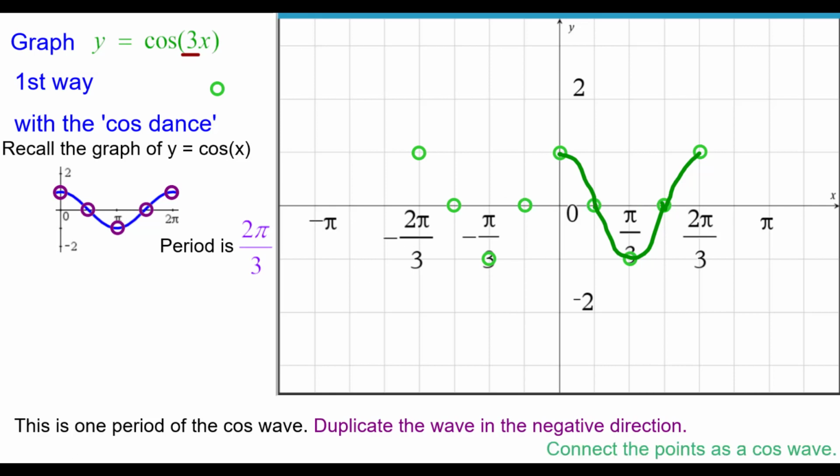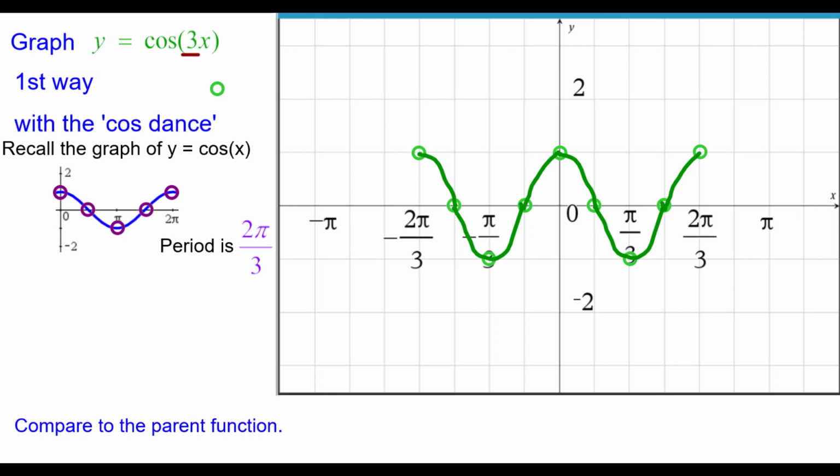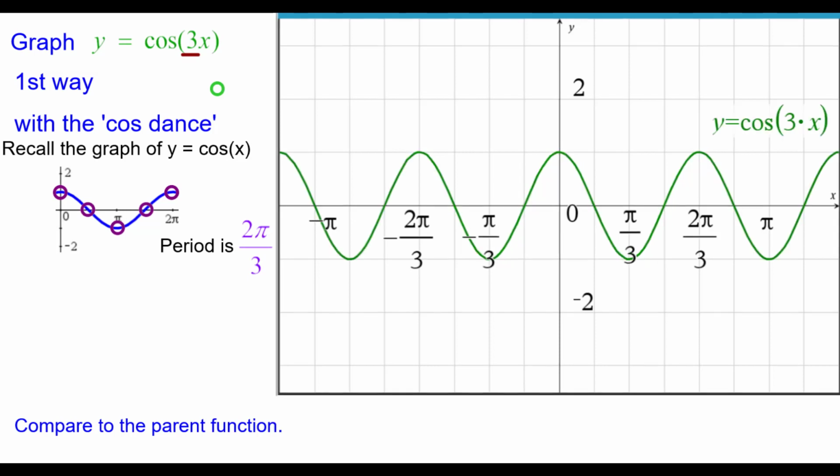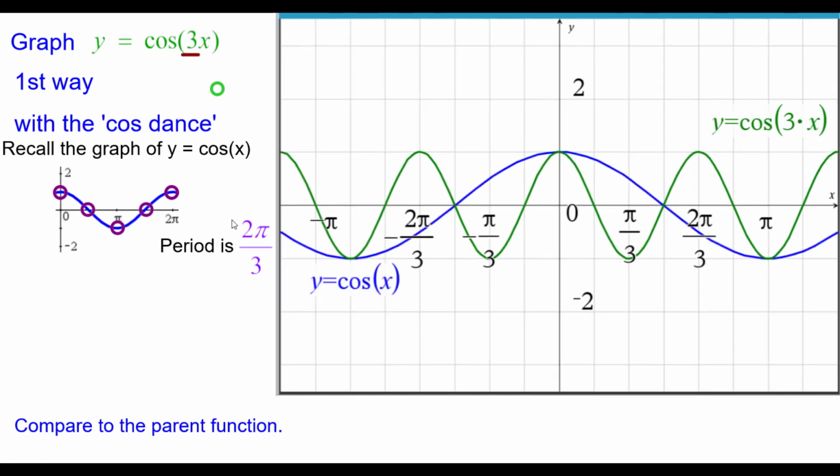Connect the points as a cosine wave. Concave down, concave up, concave down. Compare this to the parent function. This is the y equals cosine of 3x extended. It keeps waving along. And this is our cosine function in blue. They are going up and down, but very different.